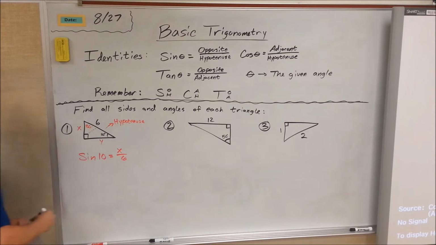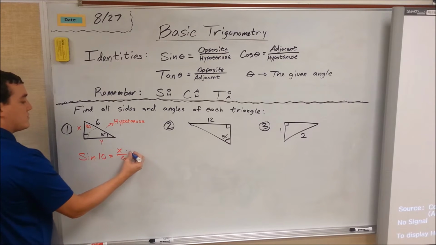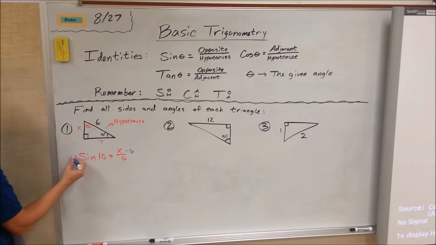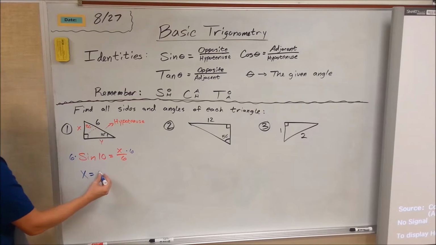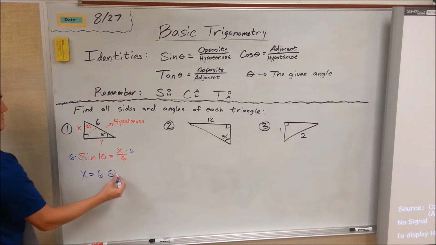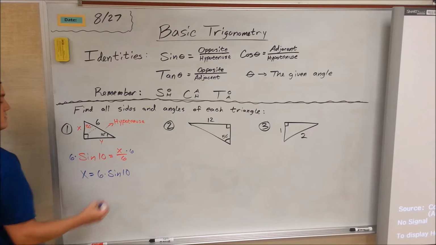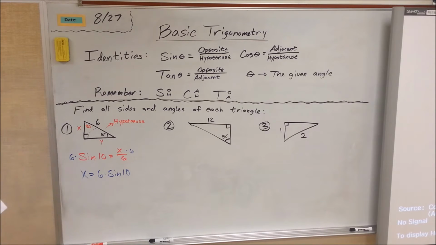So to solve, all we have to do, since we're dividing, we multiply by 6 on both sides. So x equals 6 times sine of 10, which happens to be 1.04.